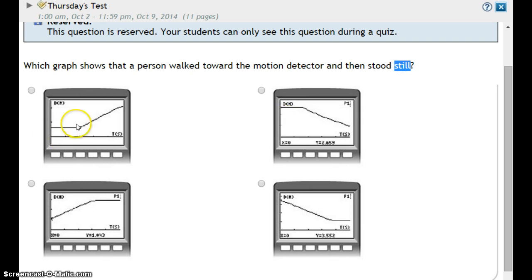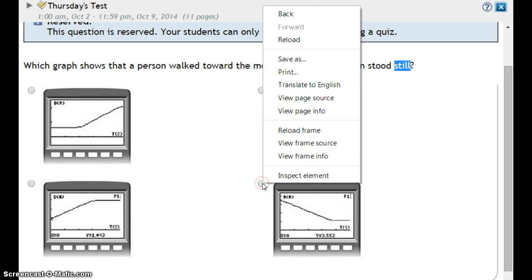So this one is horizontal and then increasing, that's nowhere close. This is away and then stops. This is stopped and then towards, so that's close, but it's in the wrong order. And then this one is towards and then stopped, and so the correct answer is D.